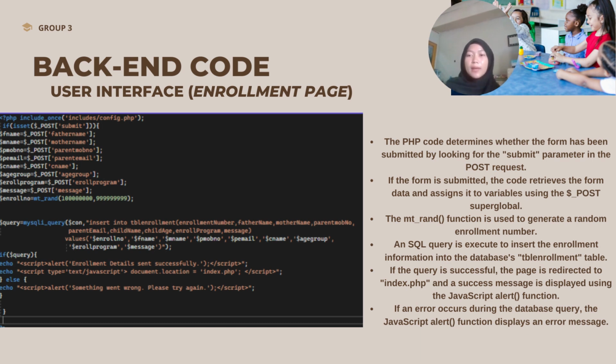In summary, this code handles form submission for enrollment information. It retrieves form data, inserts it into the database, and displays the appropriate success or error message to the user. That's for the user interface, enrollment page.